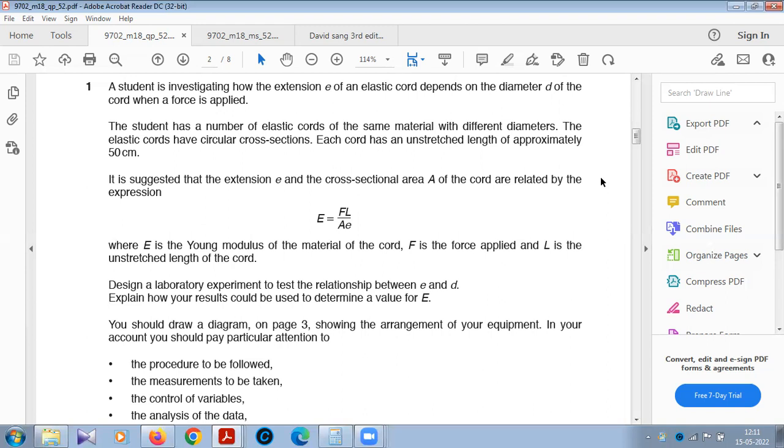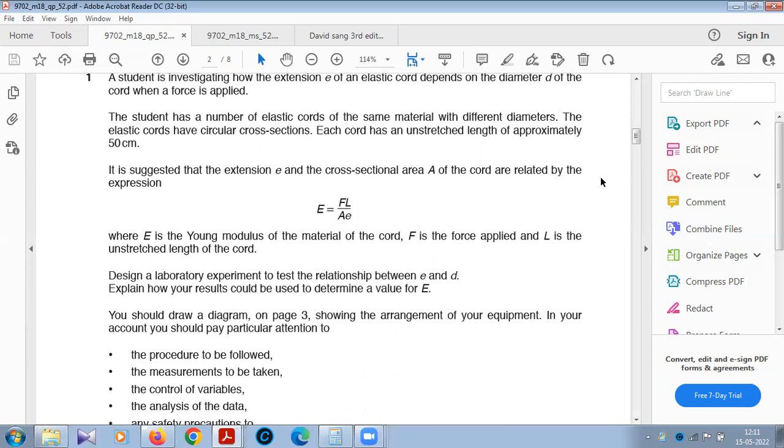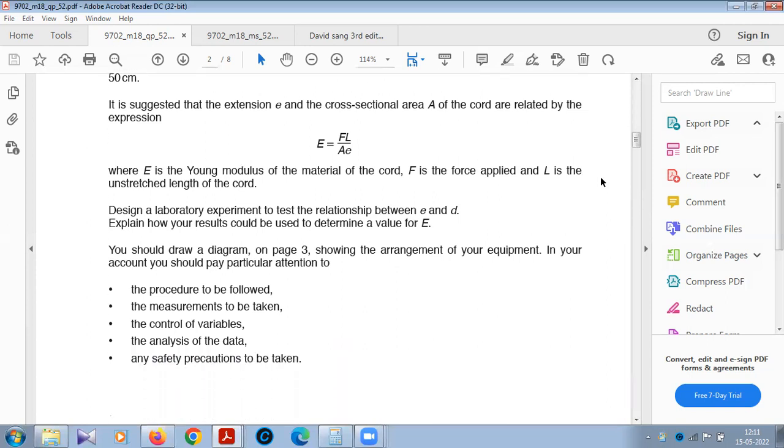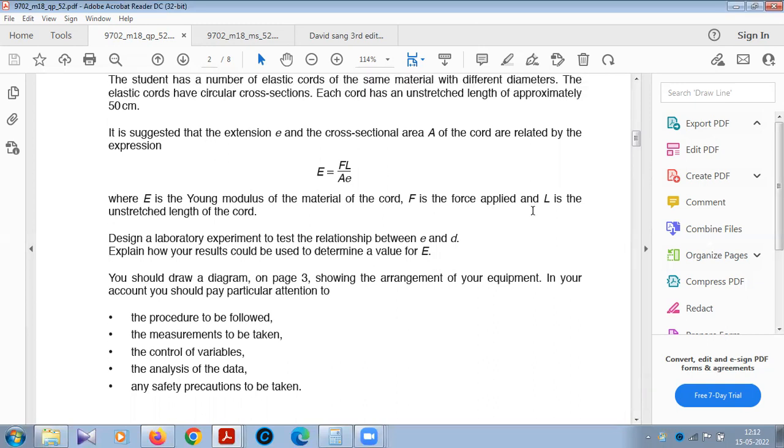So this is, I think, chapter number 7, based on stress and strain. The ratio of stress upon strain, that is how you will get the Young modulus. Design a laboratory experiment to test the relationship between E and D, where E is the extension and D is the diameter. Explain how your results could be used to determine the value for E, that is the Young modulus.